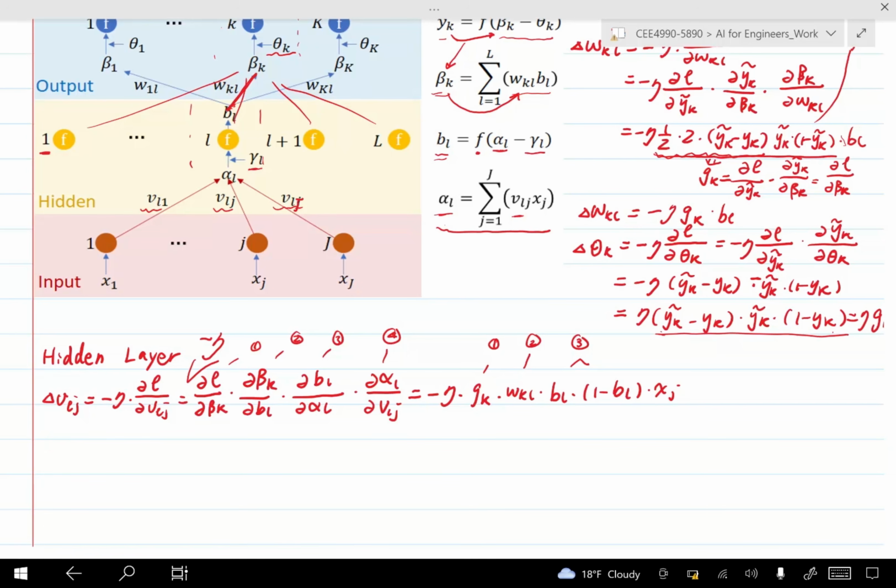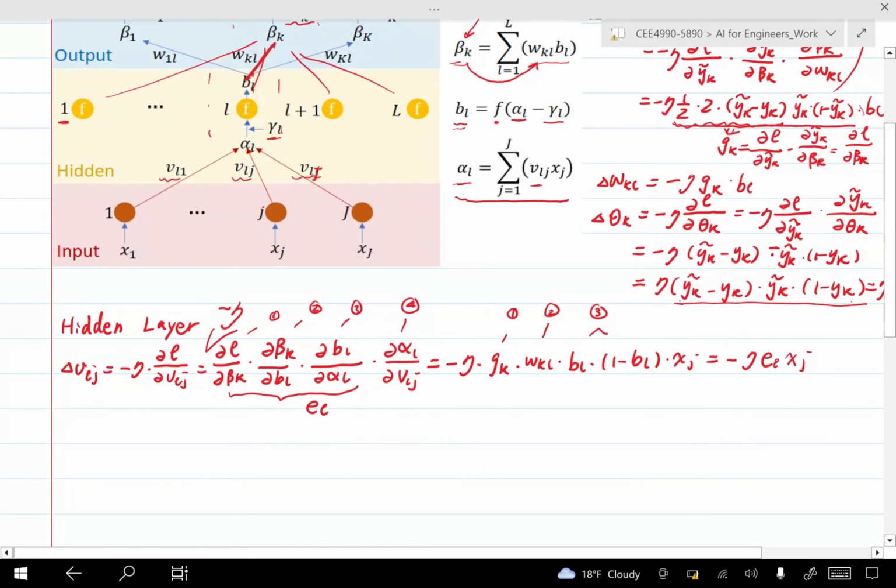We group all the terms 1 to 3, and we call this one E sub L. Then the whole thing will be simplified into minus eta E_L X_J. And again, E_L here equals the products of the first 3 terms. So it's from here to here, that equals E sub L. This is the new term, the quantity that we just defined.